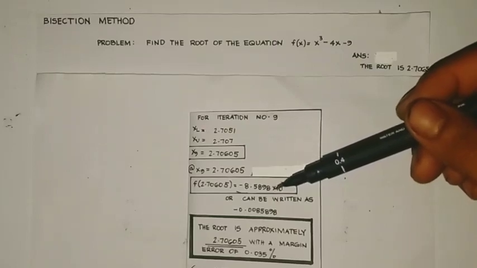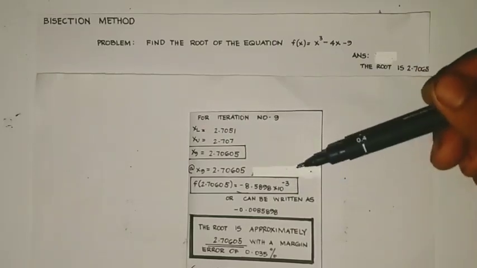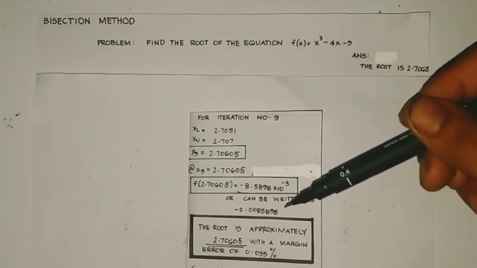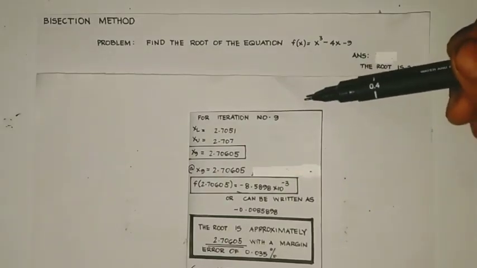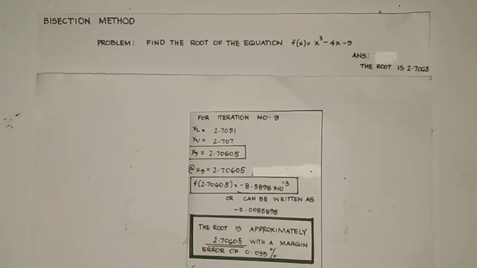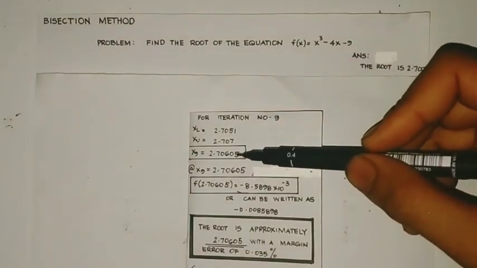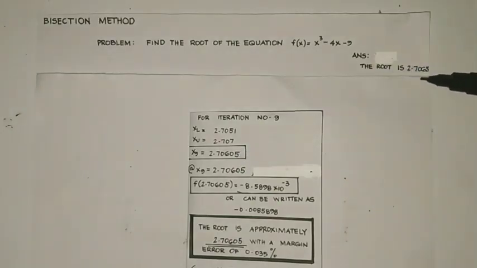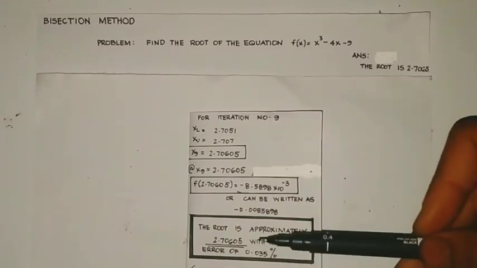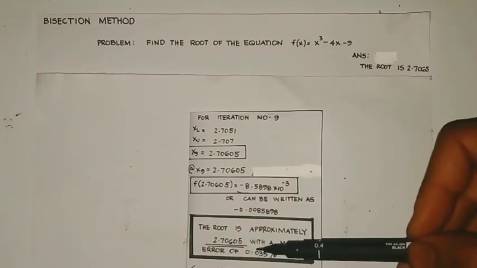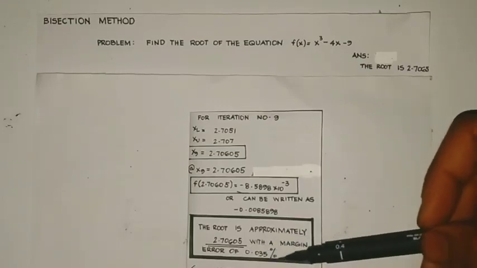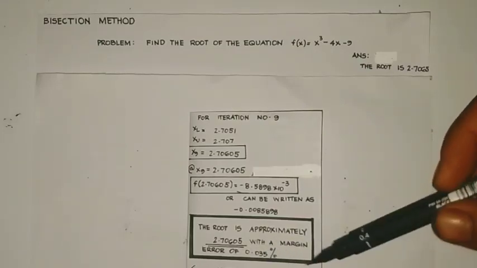So, as you can see, habang tumatagal yung iteration natin, mas lumalapit at lumalapit tayo sa root natin. Or kapag sinubstitute mo yung nakuha nating midpoint for every iteration, mas lumalapit tayo sa value ng function closer and closer to 0. So, dito I decided to stop sa iteration number 9 kasi I'm almost close sa ating target answer. So, 2.70605 and compared to answer 2.065. As you can see, meron akong root na approximated na 2.70605 with a margin of error of 0.035%.